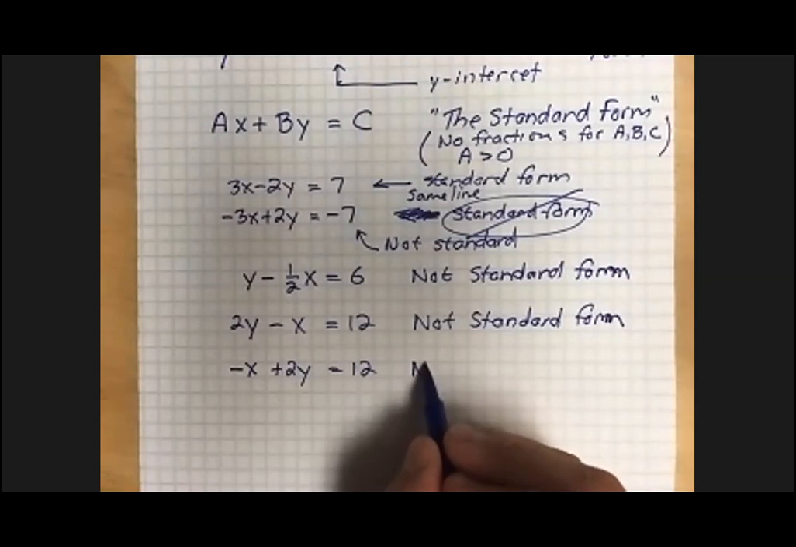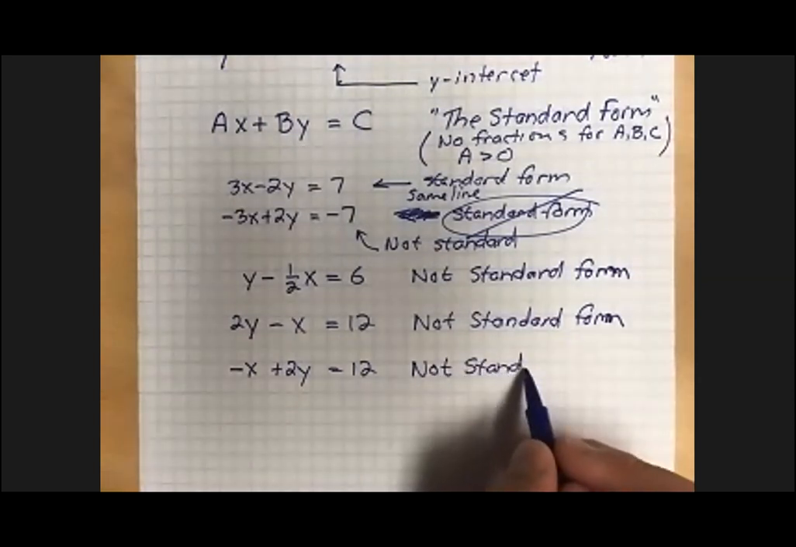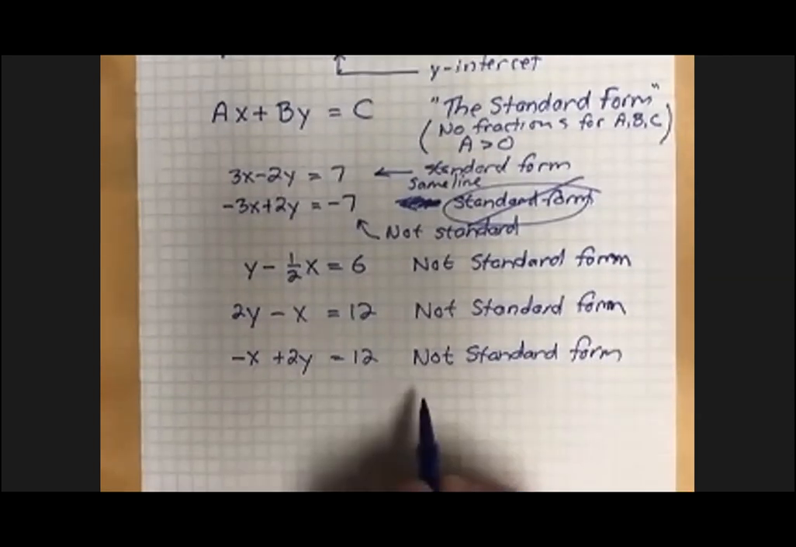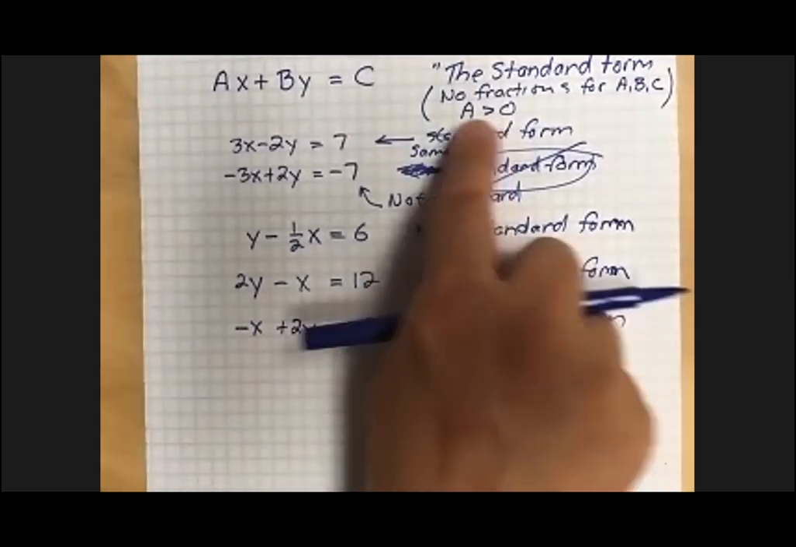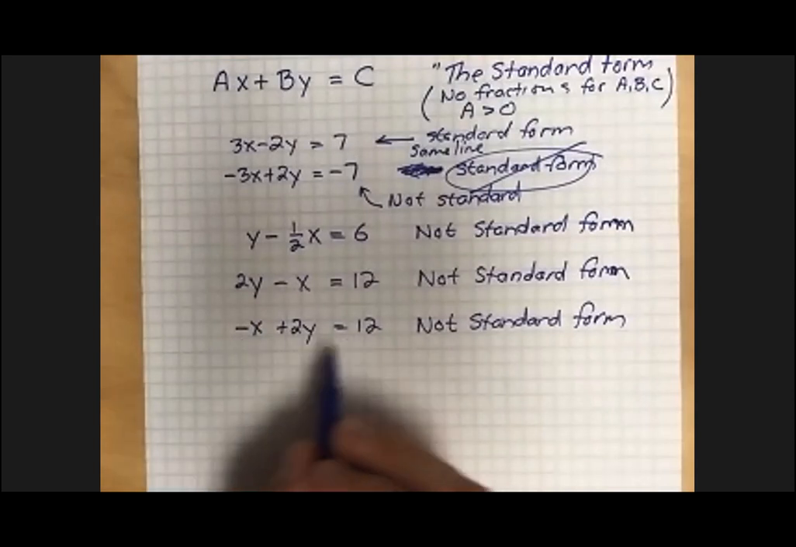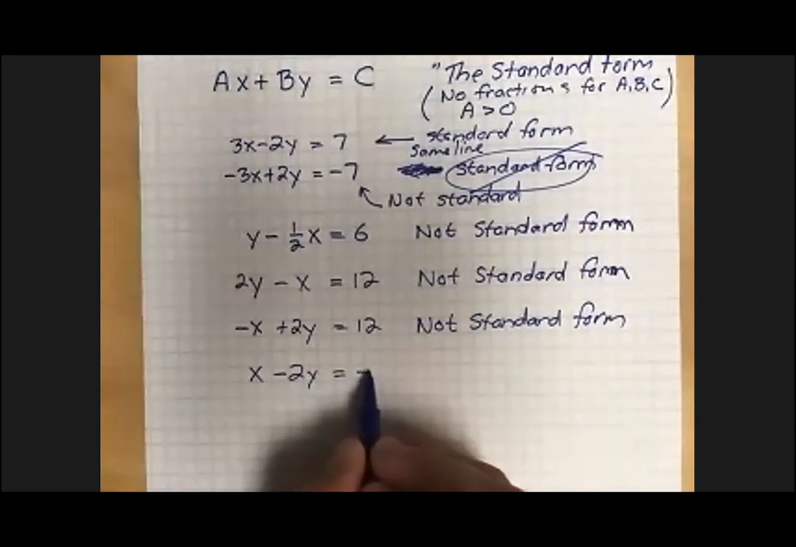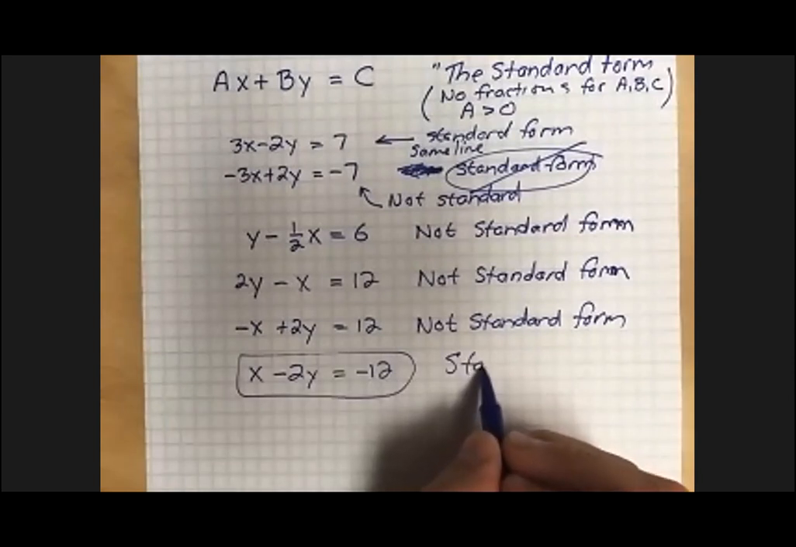What's the problem now? It's not in standard form. I'm trying to repeat this several times to drill it into your heads in a way. What's wrong with it? You don't lead with a negative number in standard form. So I can still easily fix this. Let's multiply everybody by minus 1. X minus 2y is minus 12. Now, this is standard form.